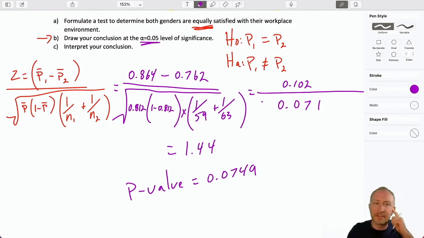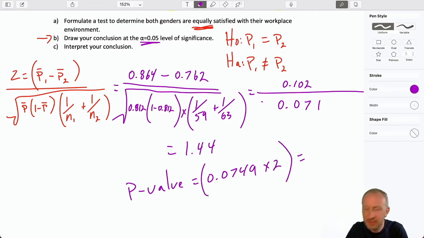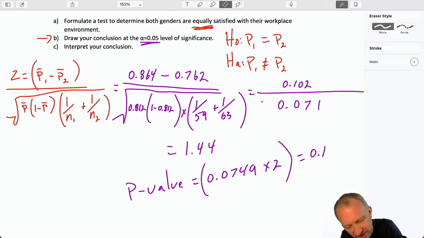Our level of significance here is alpha 0.05. Oh, you say, did I make a mistake? Again, we do so many practice problems that are one tail tests, because there's a lower tail test and an upper tail test. Don't forget about that one little difference for a two tail test: we must multiply that by 2 to obtain our p-value. That gives me a p-value of 0.1498. Let's just round that to 0.15.